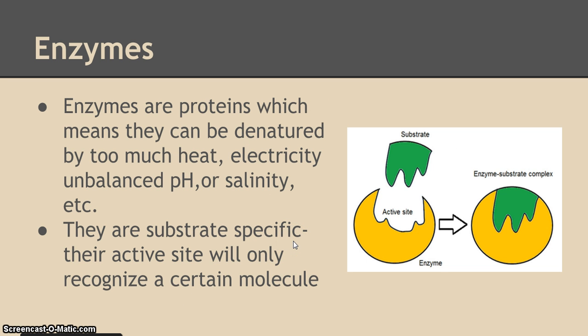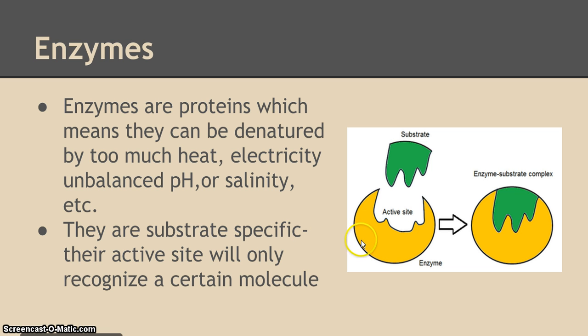So let's keep going. Enzymes are proteins, which means they can be denatured by too much heat, electricity, being unbalanced, or salinity. So it's just like our proteins. They're made of amino acids. They are a special type of protein, but they are a protein, which means all of the characteristics of a protein do apply. They are substrate specific, and their active site will only recognize a certain molecule. What that means is they're like a lock and key, or like a puzzle piece.